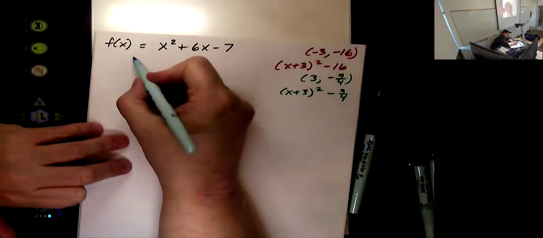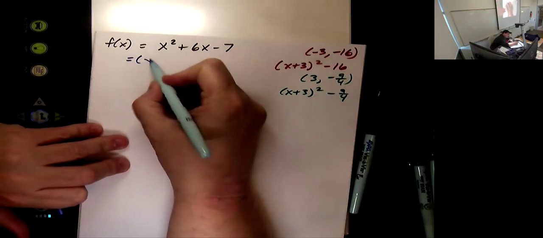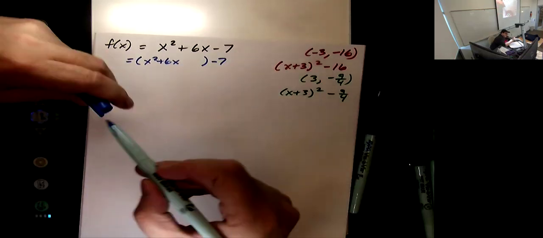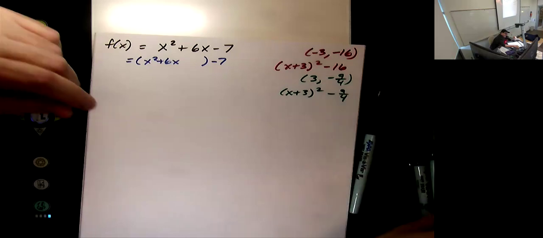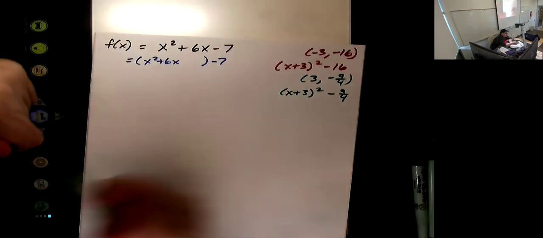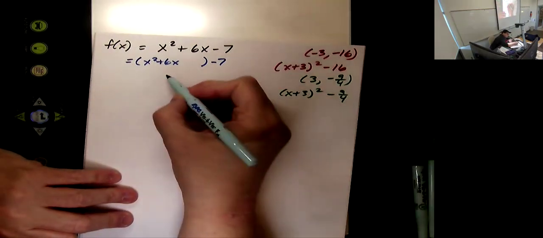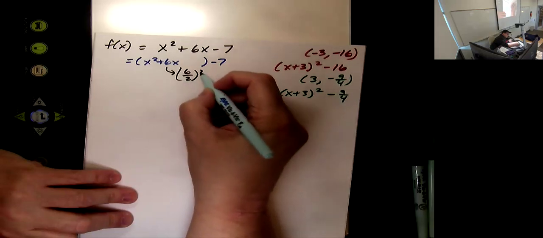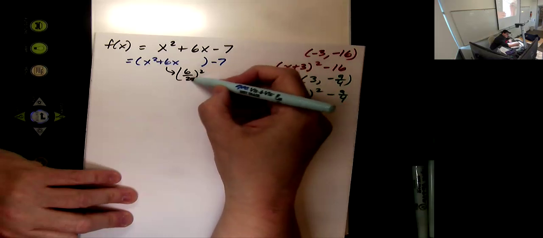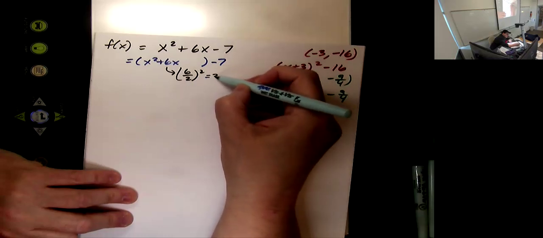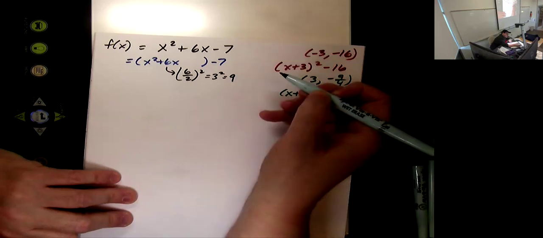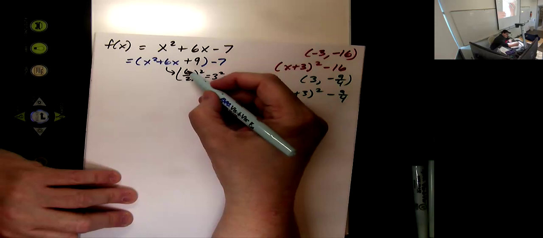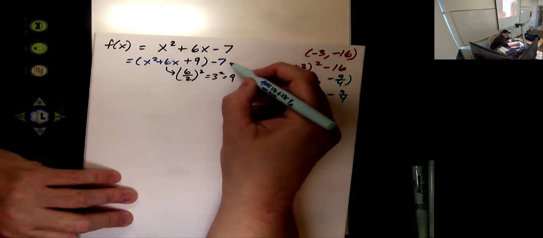I'm gonna peel off that 7 and just move it to the side. We're gonna rewrite in the form with the vertex. So what we're gonna do is take that and chop it in half and square it. So 6 divided by 2 is 3. This is 3 squared, which equals 9. I add 9 on the inside to complete the square, and to balance it out, I'm gonna subtract 9.